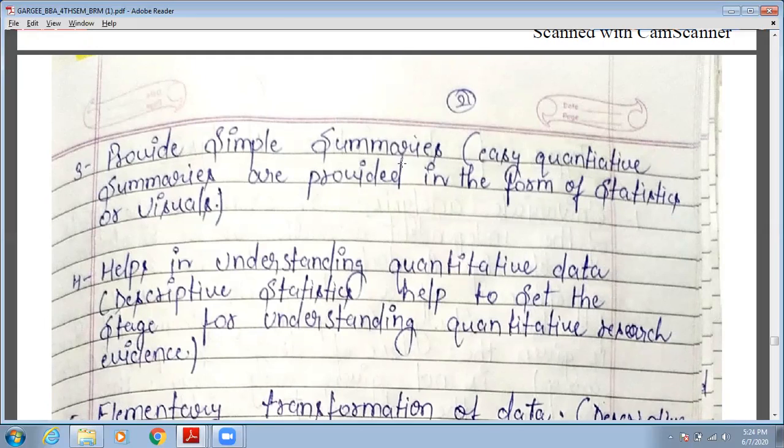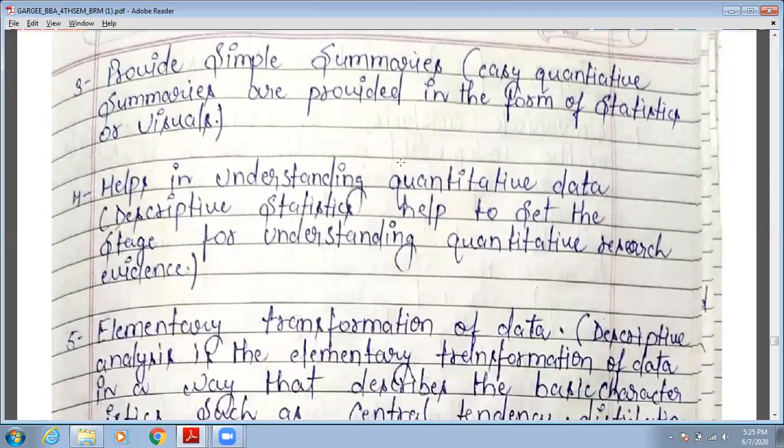So जब भी आपको कोई भी डेटा का summarization numerical form में होगा या chart form में होगा या graph form में होगा, then it is easy to understand. That's why we can say that the descriptive analysis provides simple summarization. Okay. To see why it is simple, easy quantitative summaries are provided in form of statistical or visuals. So आपको statistics में अगर provide करोगे, visualization में आपको data provide करवाया जाए, तो it is easy to understand for every person. Okay, that's why we can say descriptive analysis is simple summarization of data.